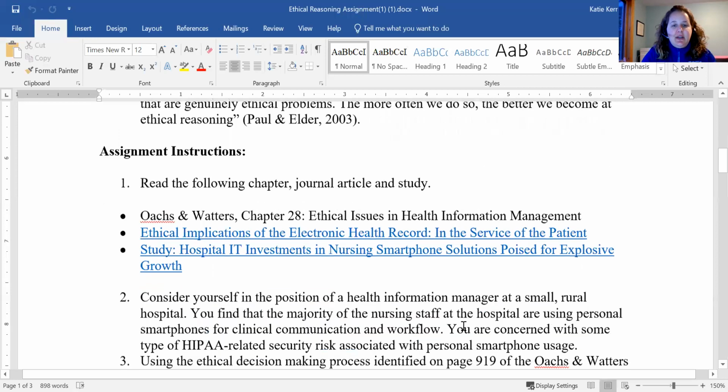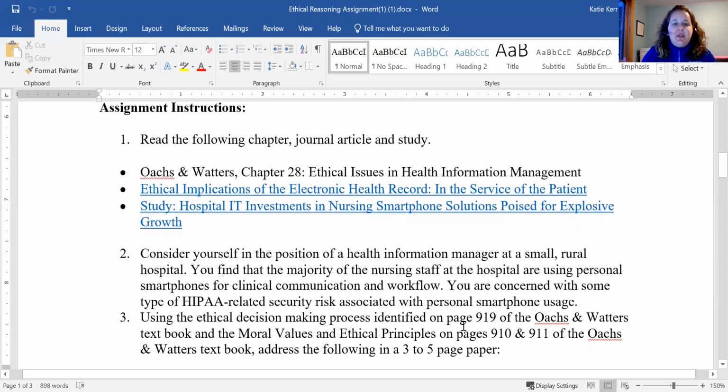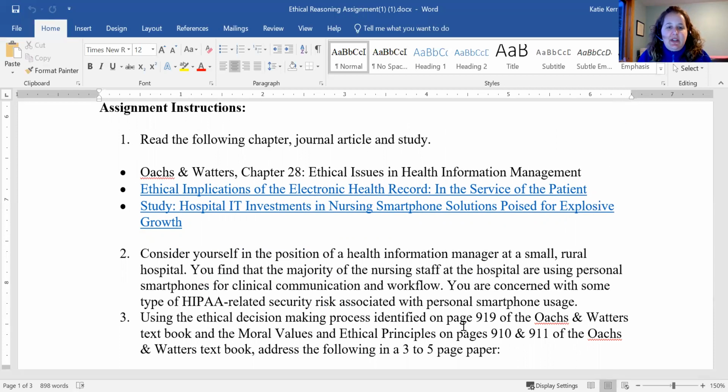All right, so let's jump in here. So the assignment instructions: first of all, I need you to read chapter 28 in the Oaks and Waters textbook on ethical issues in health information management. And then I have an article there on the ethical implications of the EHR in the service of the patient, and also a pretty short study regarding hospital IT investments in nursing smartphone solutions poised for explosive growth.